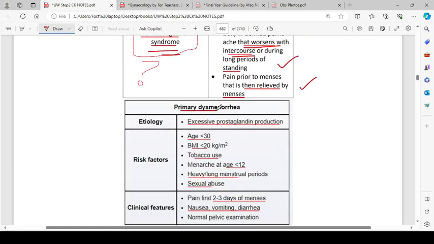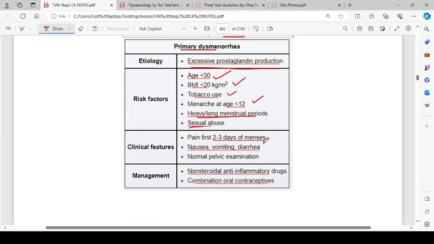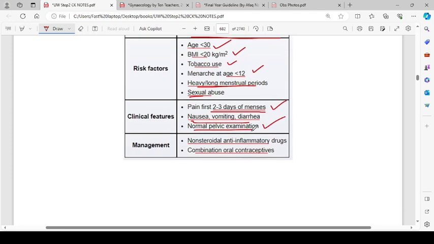Okay, so primary dysmenorrhea. Etiology is excessive prostaglandin production. Risk factors: age less than 30, BMI less than 20 kg per meter square, tobacco use, menarche at age less than 12, heavy long menstrual period, and sexual abuse. The clinical features are pain in the first 2 to 3 days of menses, nausea, vomiting, and diarrhea, and normal pelvic examination. Management is with non-steroidal anti-inflammatory drugs and combination oral contraceptives.